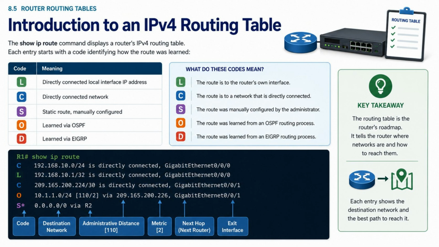The show ip route command displays a router's actual IPv4 routing table. Each entry starts with a code showing how it was learned. Walk the table on screen. L, local interface IP. C, directly connected network. S, static route. O, learned via OSPF. D, learned via EIGRP. Then walk the live example output line by line, matching each code to what it means.